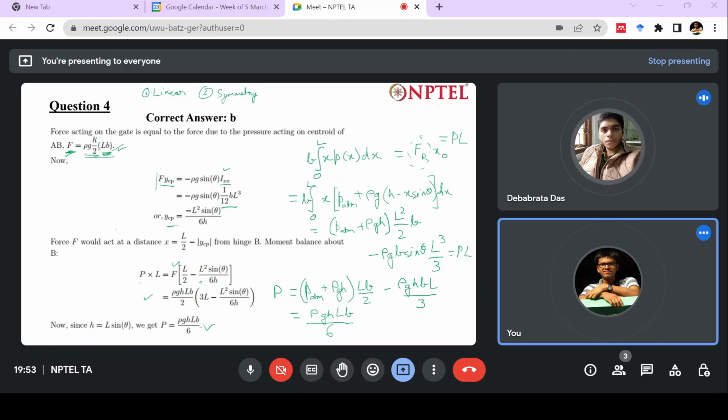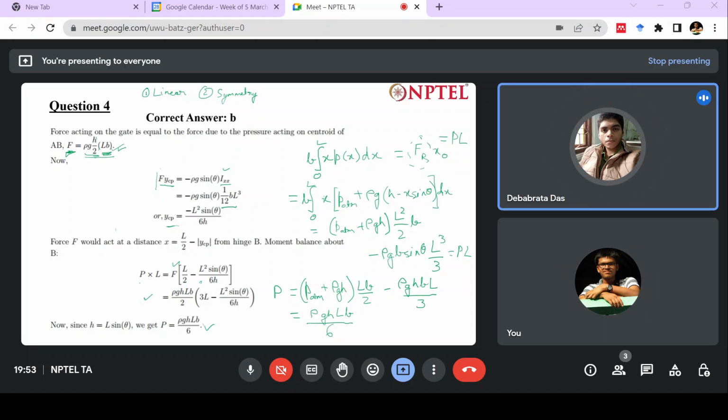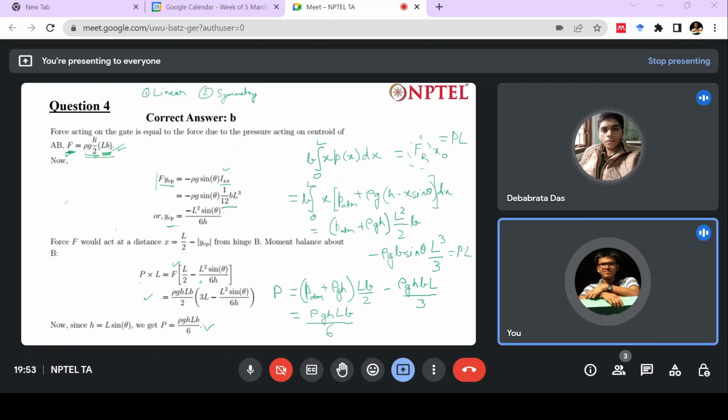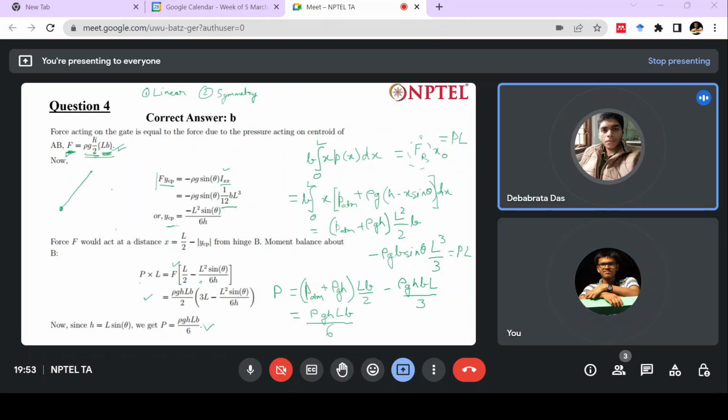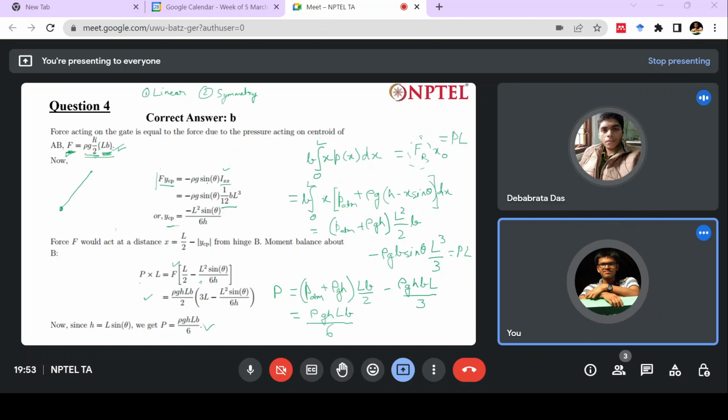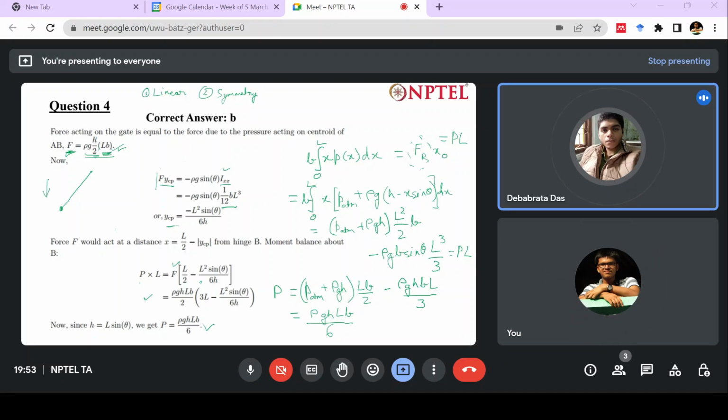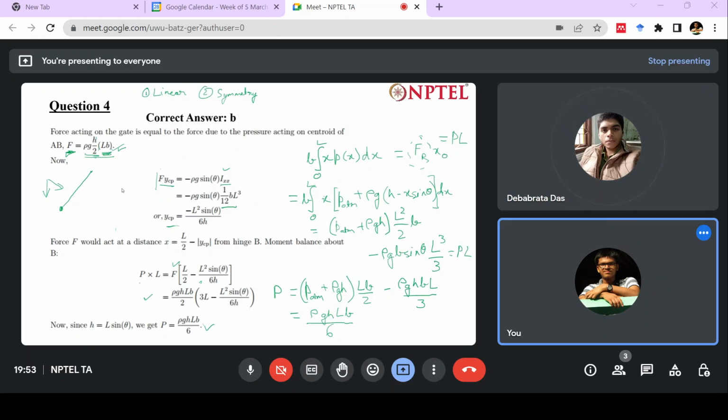Now what they are doing is taking some YCP and rho g sine theta into IXX. So what is rho g sine theta into IXX? Let me just draw this particular figure here. So rho g is acting this way, and rho g sine theta is acting this way. Okay, this is fine.